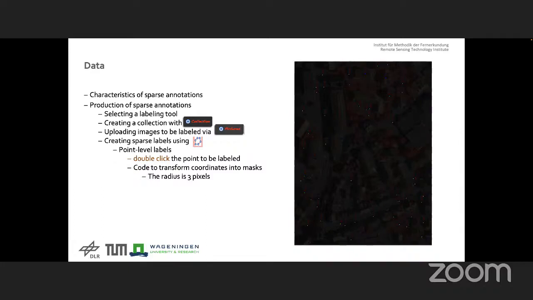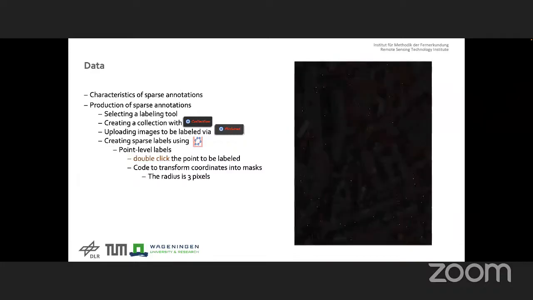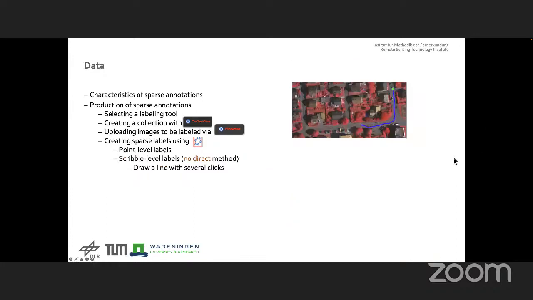For example, around this pixel, we annotate the surrounding pixels as the car also. Yeah, this is reasonable because a pixel and its neighbor pixels belong to the same class in most cases. So finally, we can get the point level annotations. Okay, then now we go to the second type of annotations, that is scribble level annotation.